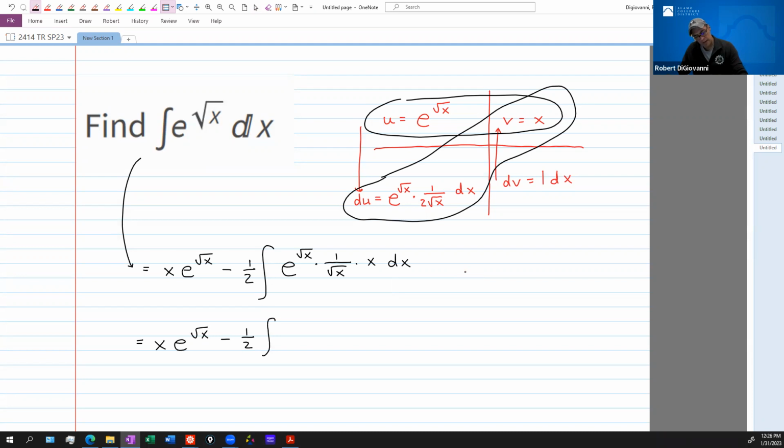The only thing I'm going to do now is clean that up. That is really x to the 1 over x to the half. That's really x to the 1 minus a half, which is x to the half, which is the square root of x. So I can rewrite this as the square root of x times e to the square root of x dx.